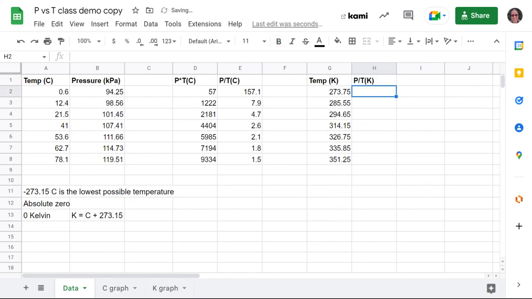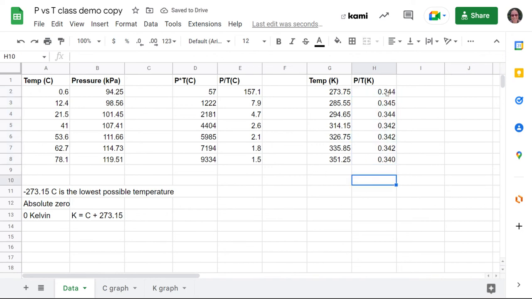So pressure divided by temperature in Kelvin, I'm going to do an equal sign, and pressure is over here in column B, then divided by, and this time I will click on my temperature in Kelvin, not Celsius, and press enter. Wait a minute. Oh, I think I have it set to too few places. There you go. I was confused. All right, so make sure you're not like me and have it set to too few places. And then I'm going to drag it to do it to all of the columns. Oops, I missed one.